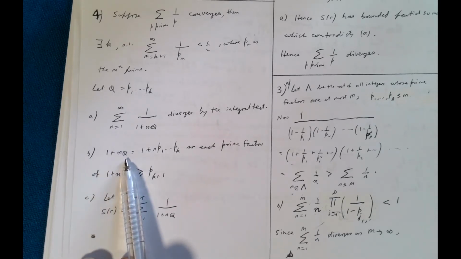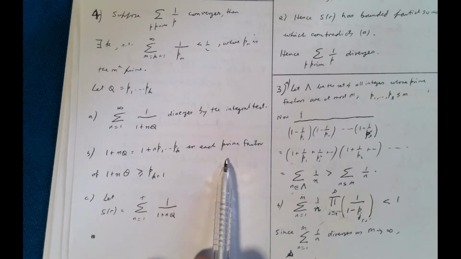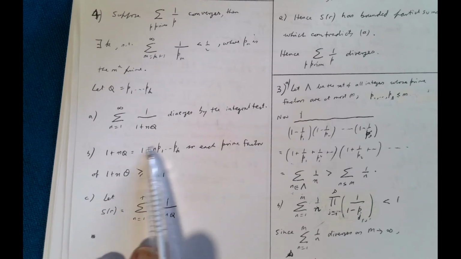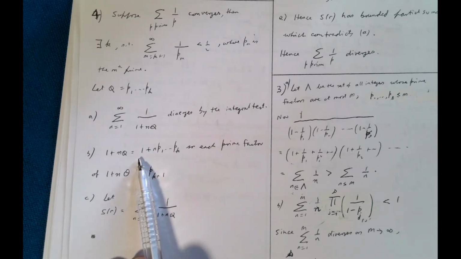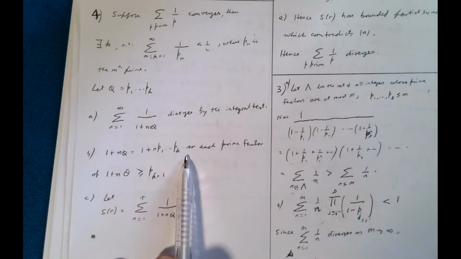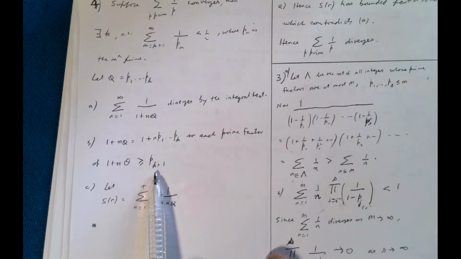1 plus nQ: remember, Q is the product of all the primes P1 up to Pk, and so each prime factor of this can't have any of the P1 up to Pk as prime factors, because modulo any of those primes, the residue is 1. So any prime factor has to be bigger than Pk plus 1, so that's fairly obvious.